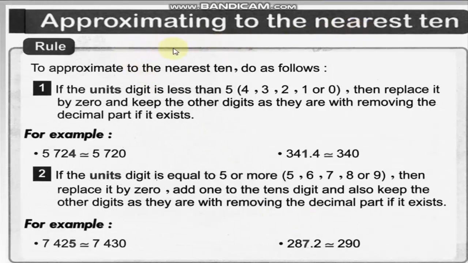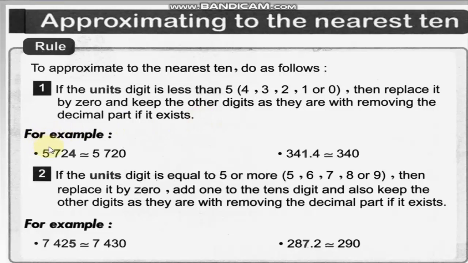Approximating to the nearest 10. We have a rule to approximate to the nearest 10. To approximate to the nearest 10, do as follows. Number 1: If the unit's digit is less than 5, meaning 4, 3, 2, 1 or 0, then replace it by 0 and keep the other digits as they are, removing the decimal point if it exists.